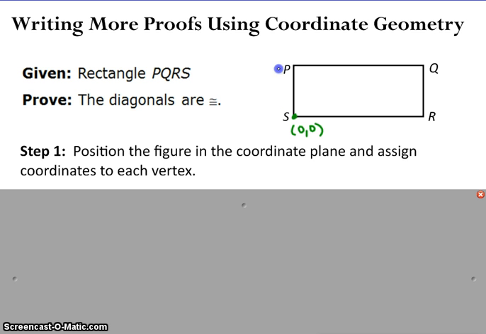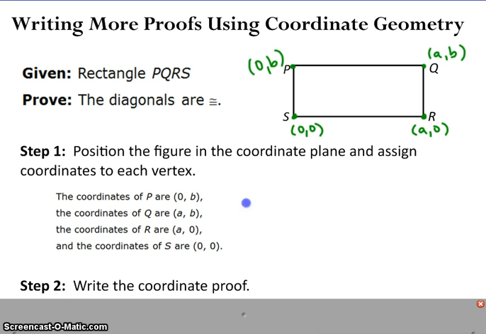From S to R, let's say that we go over a unit. So that would be a comma 0. From S to P, we need to go up a different number. We cannot go up A units over A units. We have to go up B units because a rectangle does not necessarily have equal sides. It can in a square, but it could also be 5 and 4. So we have to make sure that we have different variables, so that way we have different lengths. And this right here is A comma B. So that was step 1, to put it in the coordinate plane.